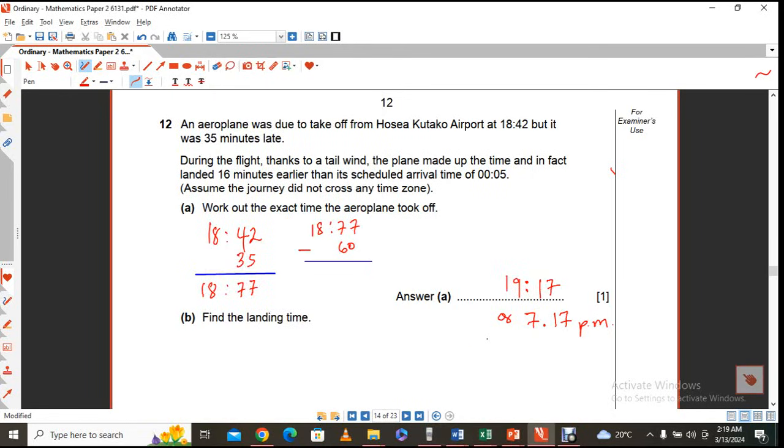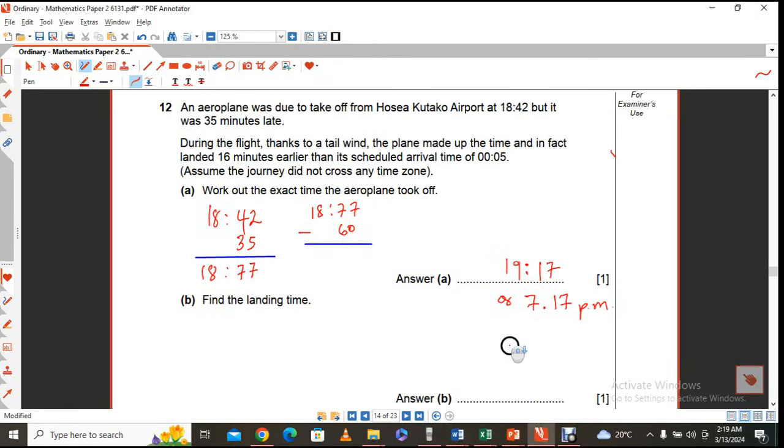Then the landing time. During the flight, thanks to a tailwind, the plane made up the time, and in fact, it landed 16 minutes earlier than its schedule. So if it was, now I'm going to change this to 24:05, if you have to take away 16 minutes from that.